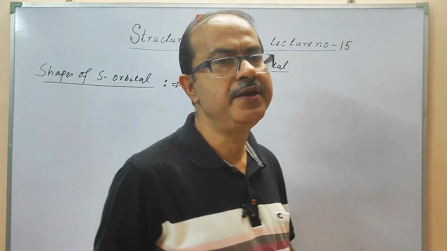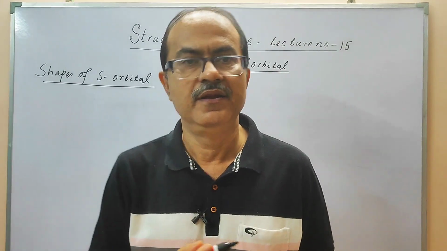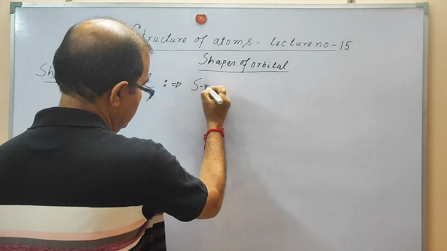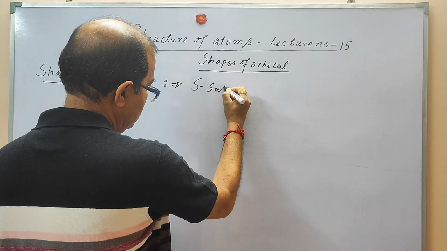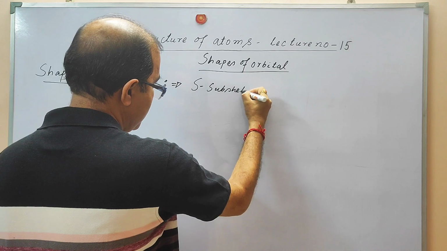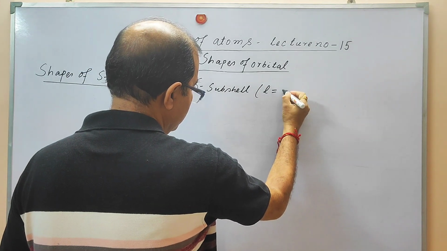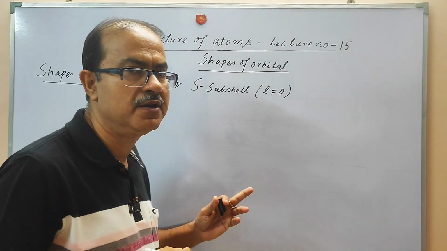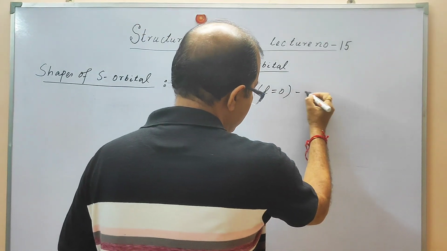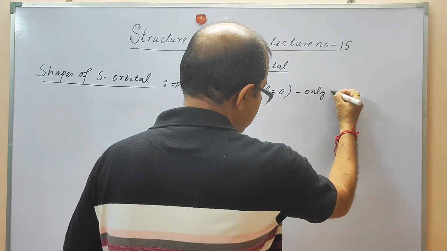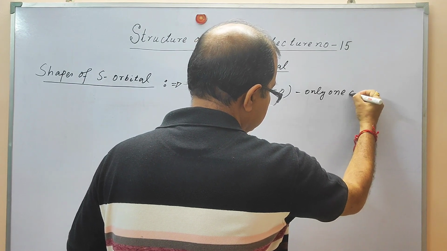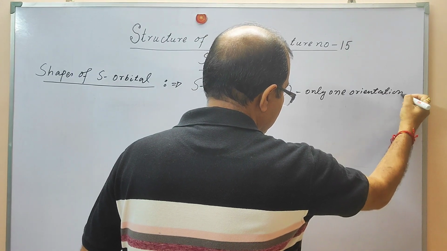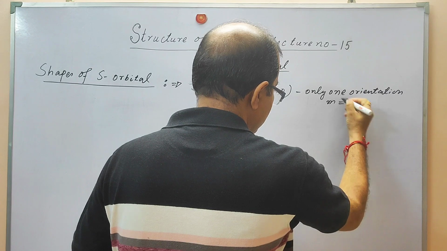The surface boundary diagram of the s orbital. We know the s orbital is present in the s subshell, and the s subshell has l equal to 0. So how many orientations of the electron are there in that subshell? There is only one orientation, because the m value is only 0, that is, m is equal to 0.